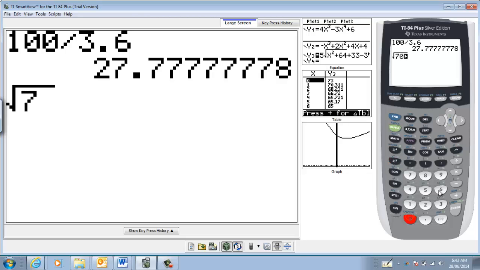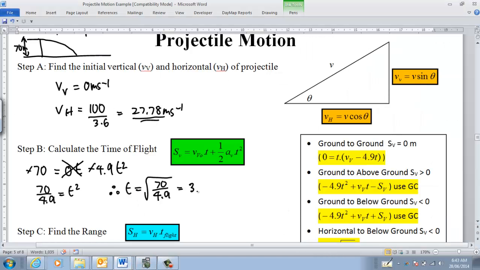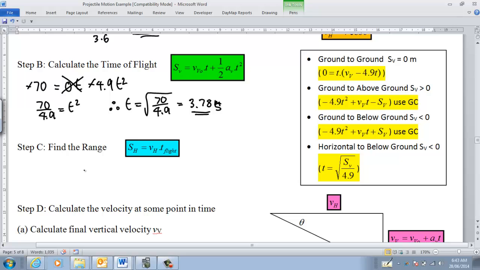70 divided by 4.9, enter, that's 3.78. Sorry, not meters, that's 3.8 seconds. So that's our time. To work out how far it will actually land from the cliff, we know our time of flight, we know our horizontal velocity. So our SH is going to be equal to 27.78 times 3.78, and that will work out what our range is.